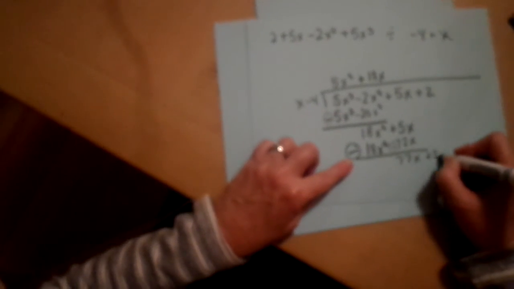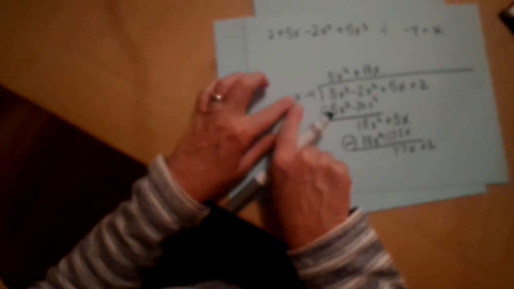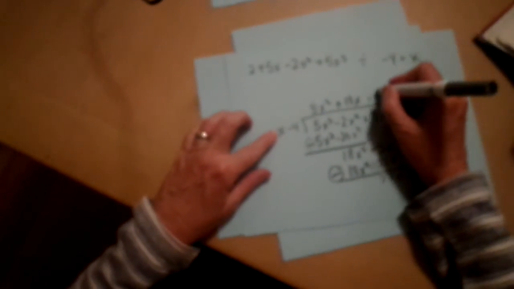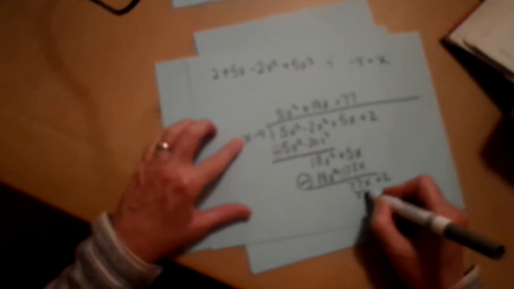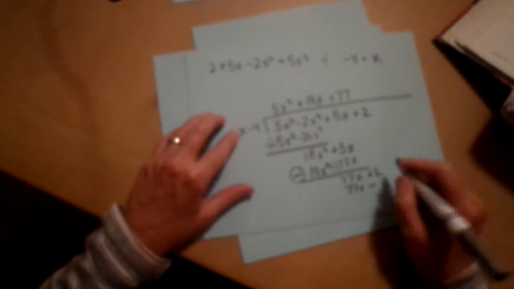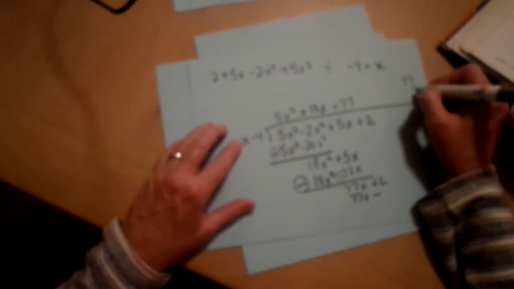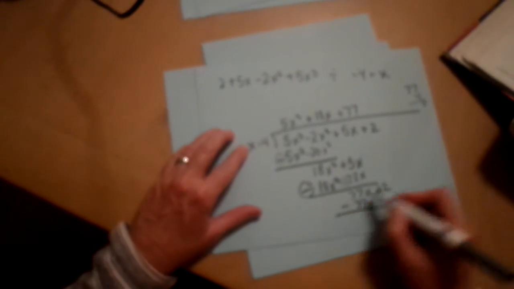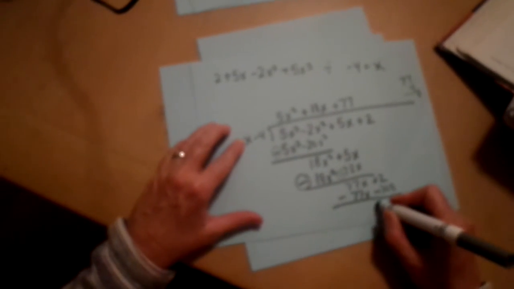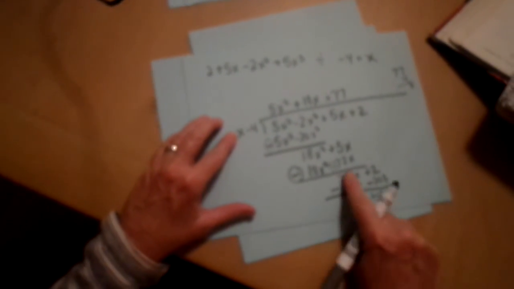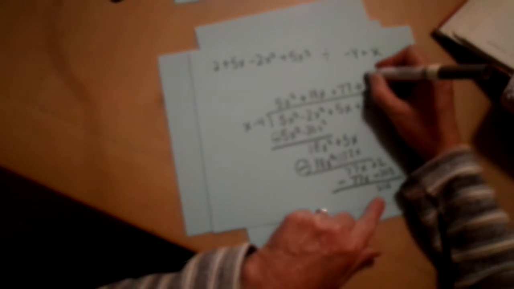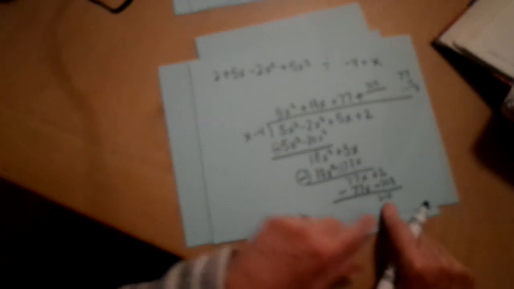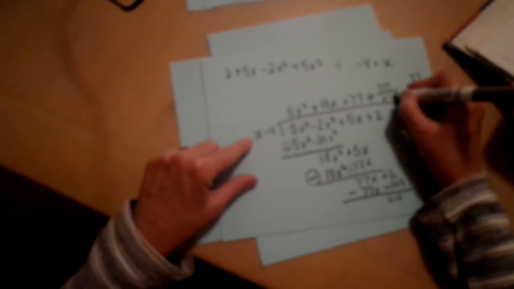We're almost there. We bring down a 2. We look at what do you have to multiply x by to get 77x. You multiply that by 77. You get 77x minus 77 times 4, which is 308. Plus 2 minus a negative 308 equals 310. And that one just cancels out. So now you have this 310 left. With nothing left over here, you turn this into a fraction. So it ends up with plus 310 over x minus 4.